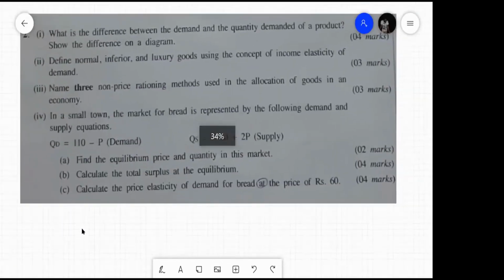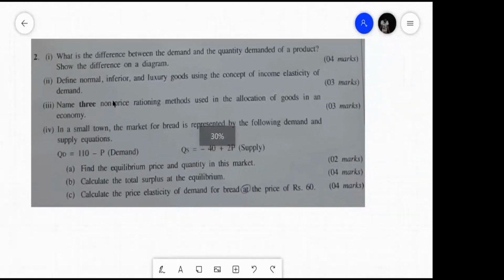Question number 2 is actually very, very easy, right? What is the difference between demand and quantity demand? You know that everyone got this wrong. The teacher who taught me had a chat with whoever is marking, right? Most students have got this wrong. You know where students went wrong.